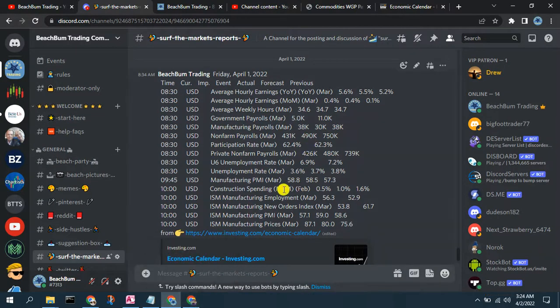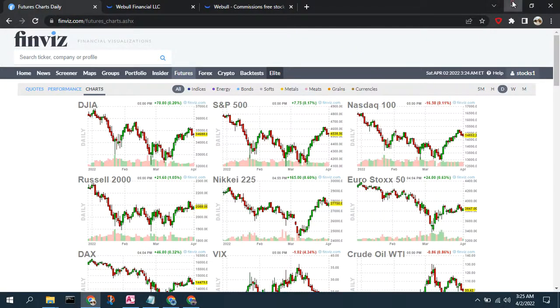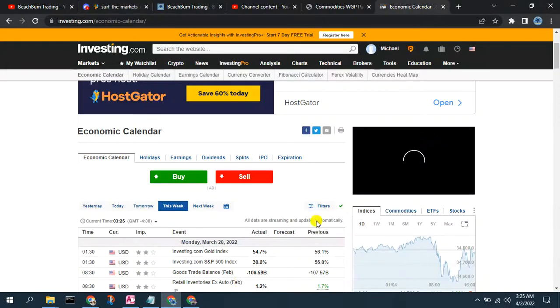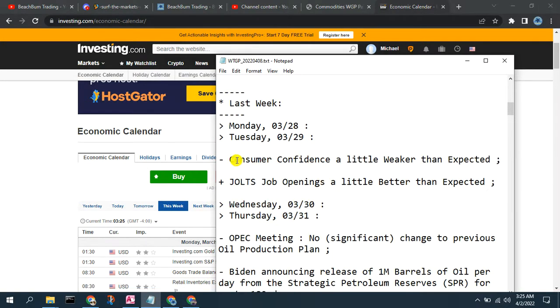I will also update the daily economic data as it gets released from investing.com and CNBC, etc. So if we jump over to investing.com, I will talk about just some of the highlights. On Tuesday, we got a kind of a negative consumer confidence, but we got a positive JOLTS jobs report. So again, the jobs numbers that you'll see from last week were all pretty positive.